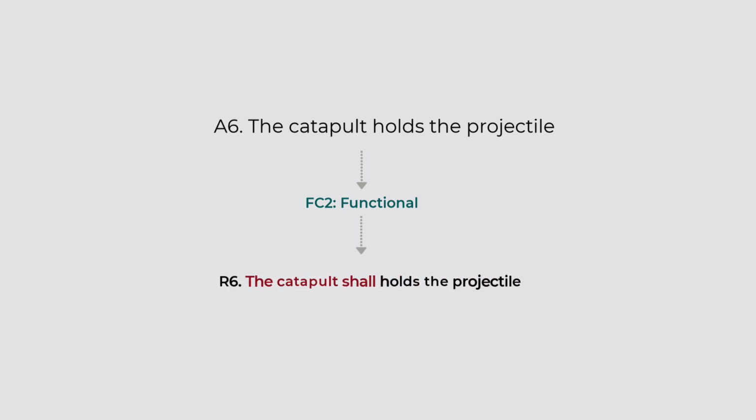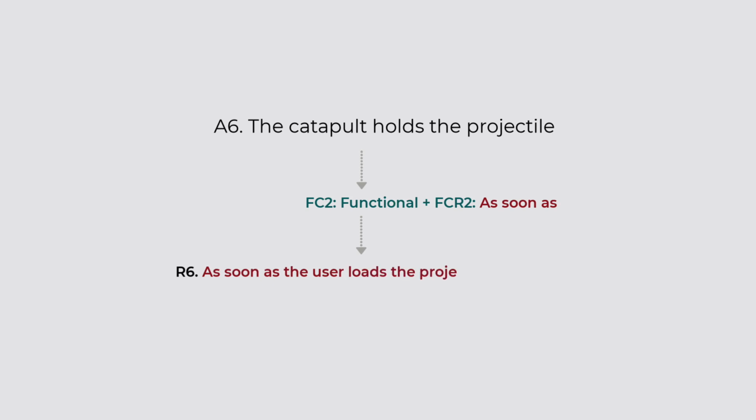Let's examine activity 6 with relation to activity 5. We want the catapult to hold the projectile as soon as the user loads the projectile into the catapult. Thus, besides the formula FC2, we need to apply formula FCR2 as well. The application of the formula FCR2 requires the addition of the phrase as soon as. By combining formulas FCR2 and FC2, the requirement becomes, as soon as the user loads the projectile, the catapult shall hold the projectile.